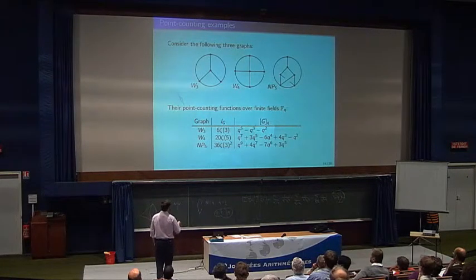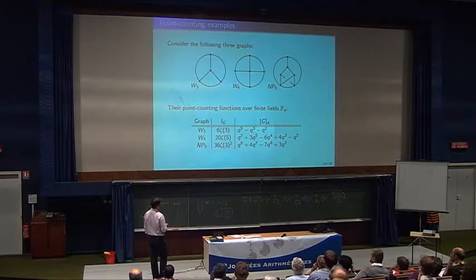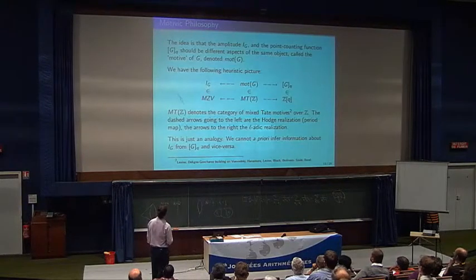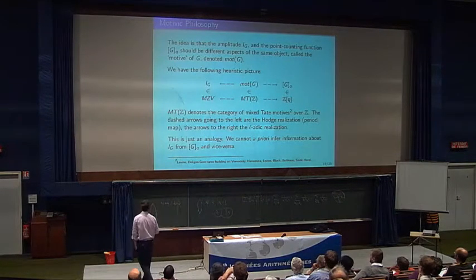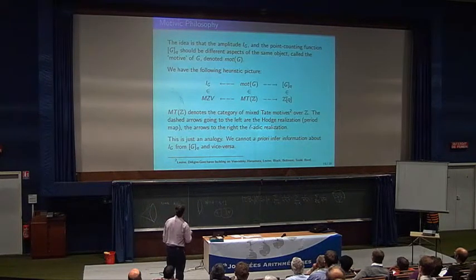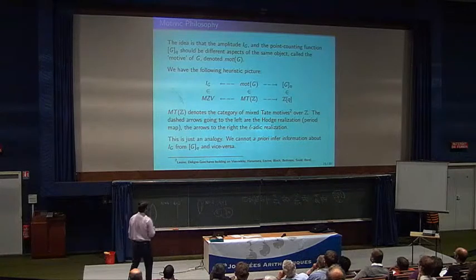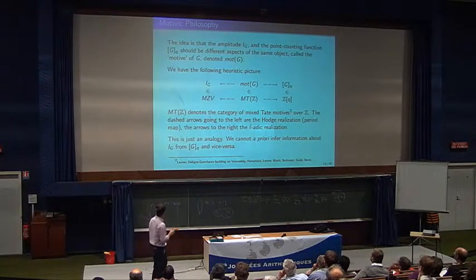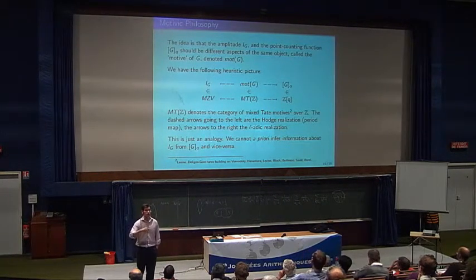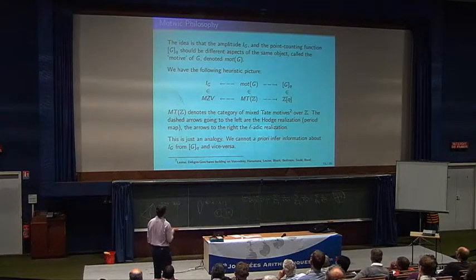But what is the motivation for such a conjecture, other than the fact that it seems to be true? This comes from the general philosophy of motives. The idea is that the amplitude, in fact any period, any integral of an algebraic differential form over some algebraically defined domain of integration, should be an aspect of something called the motive, in this case the motive of the graph, and likewise the point counting function should be a different aspect of the same object.